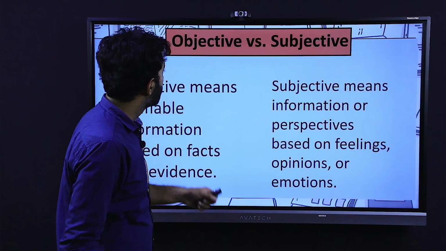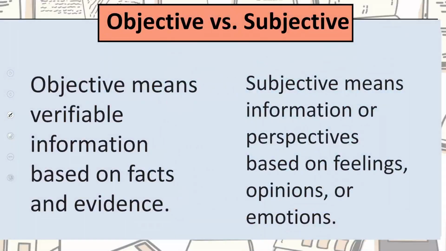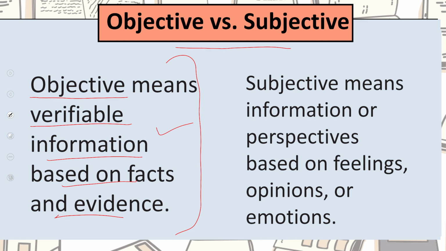Now, first, let us learn what is an objective versus subjective summary. Objective means verifiable information based on facts and evidence. All the information that you have in your objective summary can be verified. It can be cross-checked, and this is also based on facts and evidence. And this kind of summary will be your objective summary.